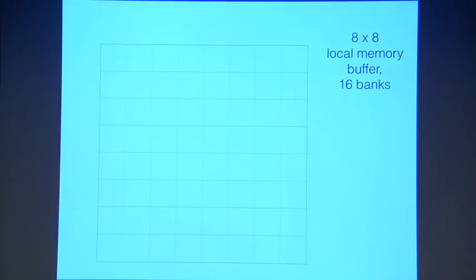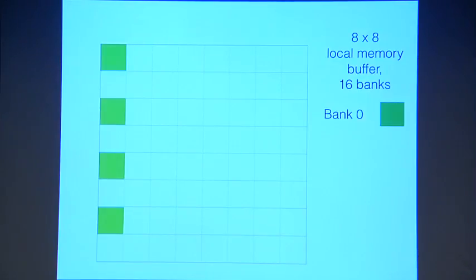So what does that look like? Let's say that we have an 8x8 local memory buffer. Let's assume just 16 banks so that we can draw them out easily. So this is our local data we're talking about. This is the red square after we've loaded it up. Now we're doing computation, right? So it's 8x8. So these elements in the local memory are stored in bank 0.